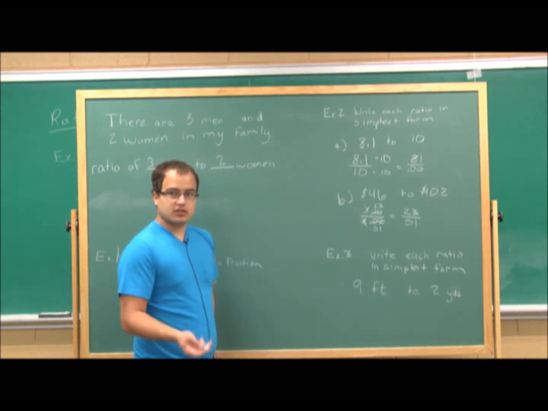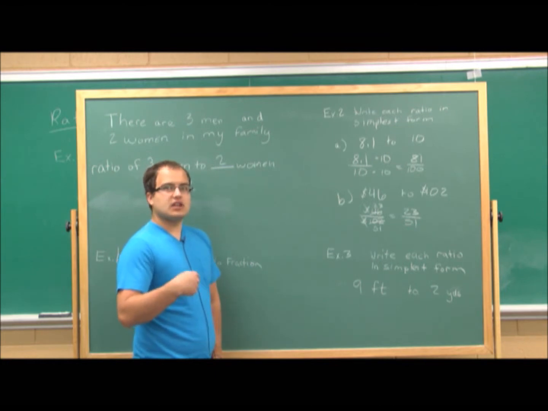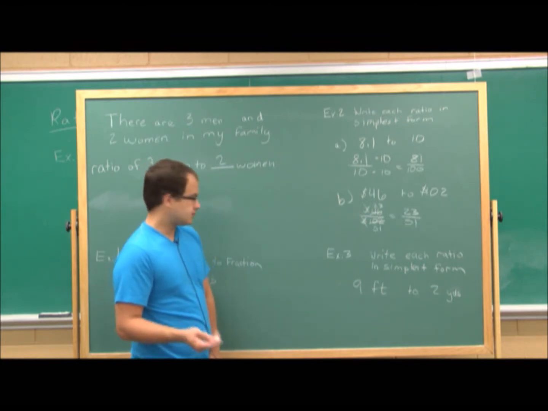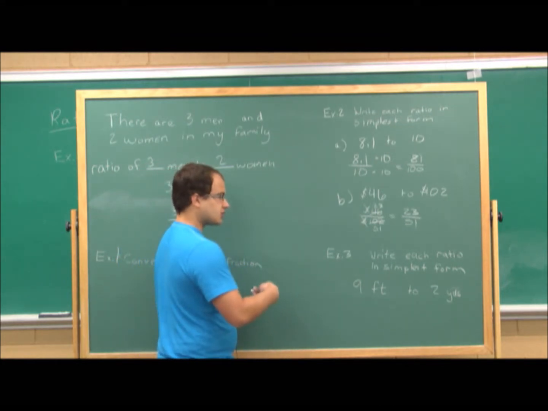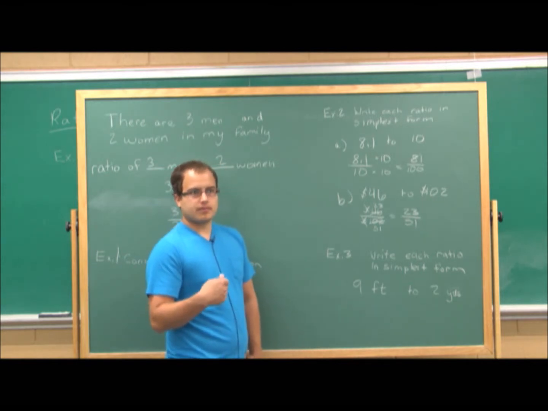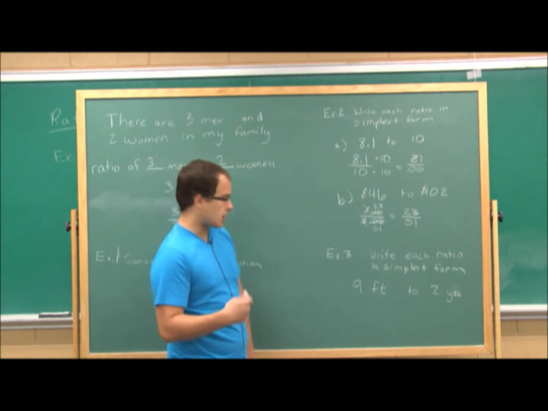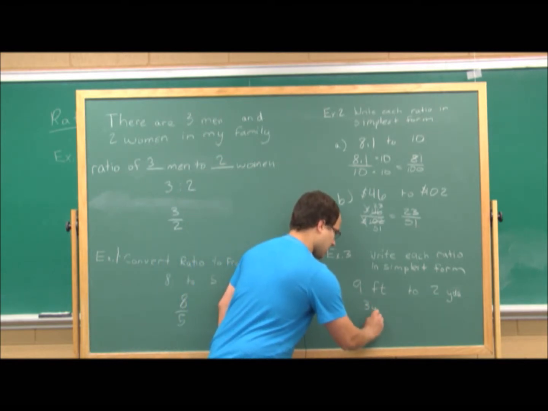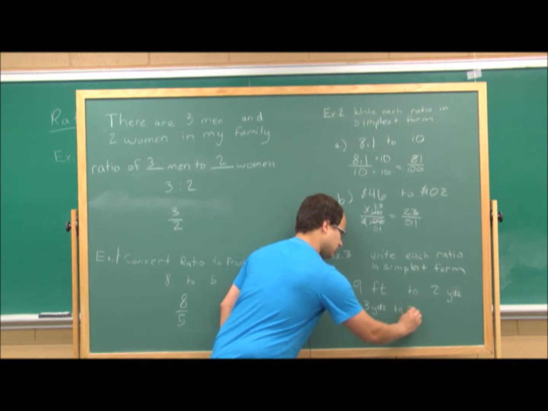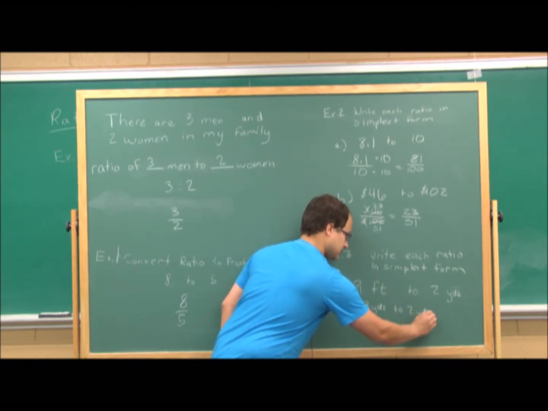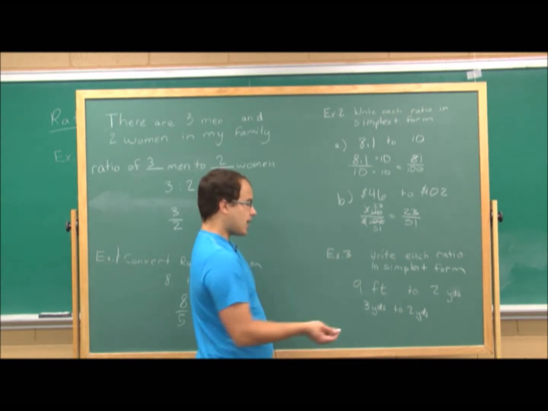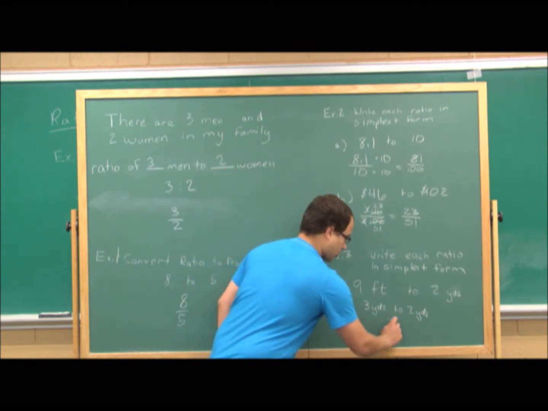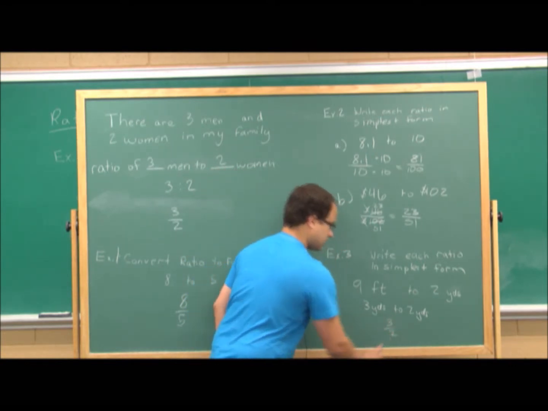So the first thing I have to do is 9 feet equals how many yards? Well, I know there's 3 feet per yard, so that means 3 yards. So that means we have 3 yards to 2 yards. And then if we write it as a fraction, we get 3 over 2.